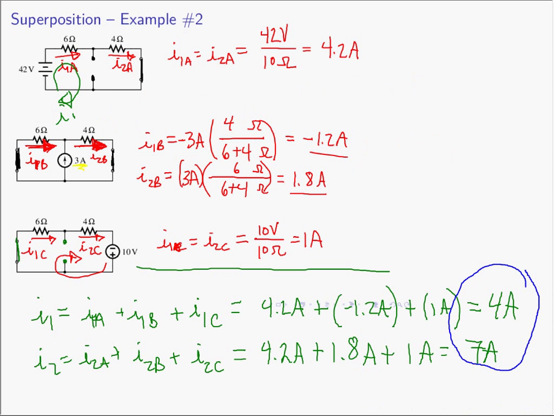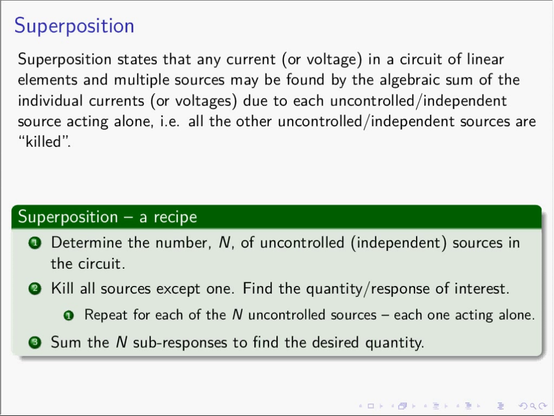Superposition says that you can get any number you want, in this case the two currents I1 and I2, by finding those same currents due to each source acting alone. Superposition is the concept of dividing and conquering. You can find the answer you want by solving a bunch of little problems. If we have n sources in our circuit, we're going to kill all the sources except one. We're going to find the value I want, and we're going to do that n times. Then when we find those n sub-responses, we simply add them all up, and that is the answer that we were looking for in the first place.